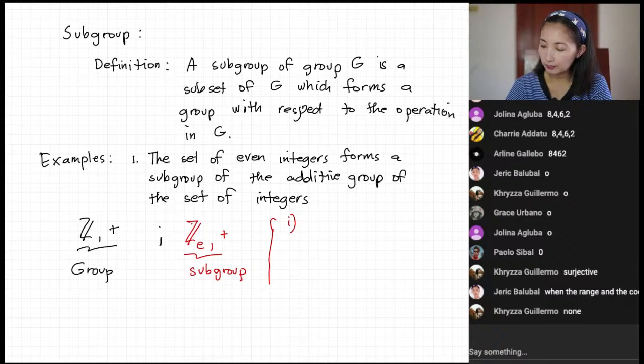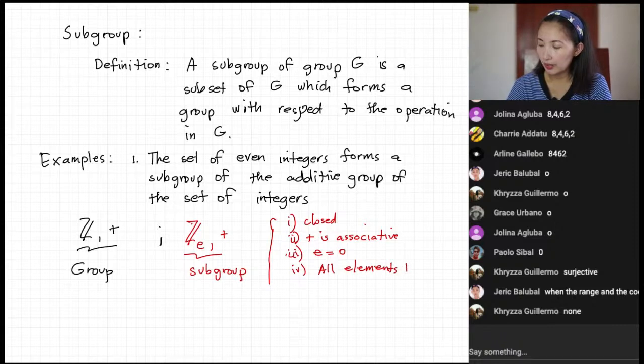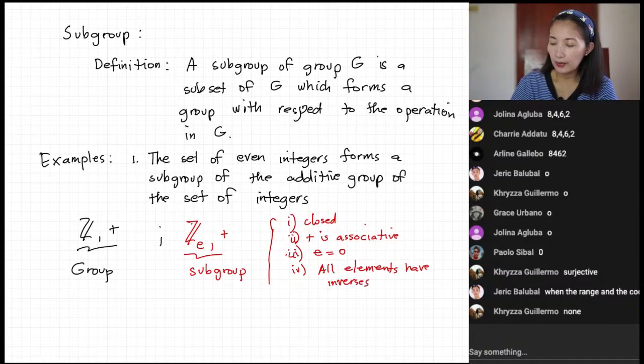Number 1, closed. 2, addition is associative. 3, the identity element with respect to addition is 0. And number 4, all elements have inverses. So this one forms a subgroup of the set of integers. So it's a subgroup.